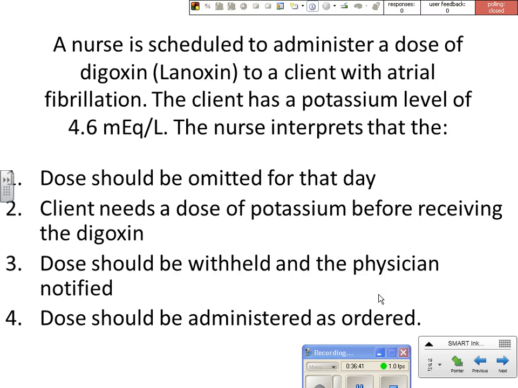Okay, now we got the clickers. The nurse is scheduled to administer a dose of digoxin to the client with atrial fib. The client has a potassium level of 4.6. The nurse interprets the dose should be omitted for that day. The client needs a dose of potassium before receiving the DIG. The dose should be withheld and the physician notified. The dose should be administered as ordered.